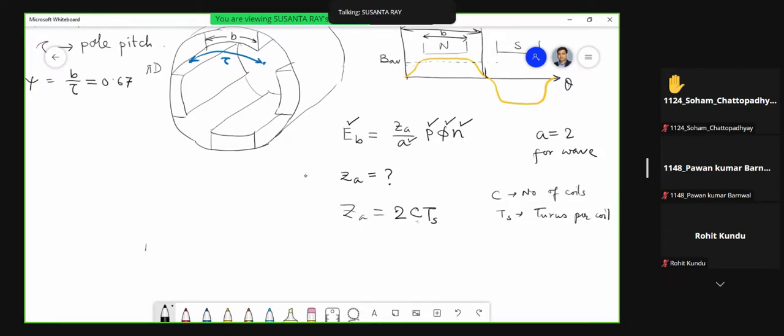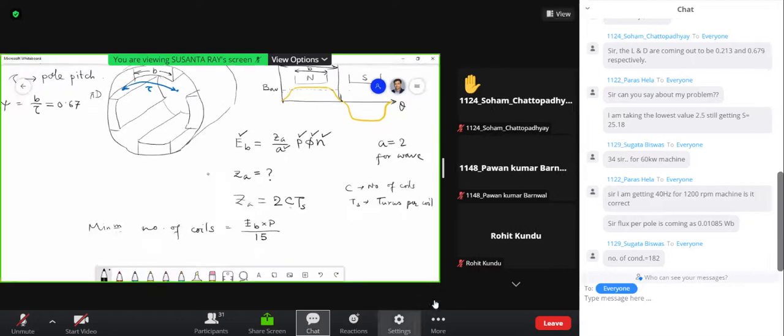So how to find out the number of coils? The minimum number of coils has to be determined. So this is the back EMF into number of poles divided by 15. Sir, how are we writing this expression for the minimum number of coils? No, this is an empirical formula.